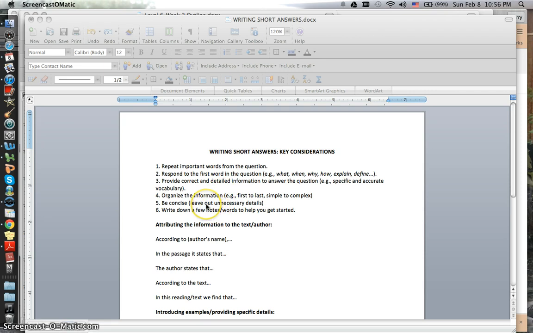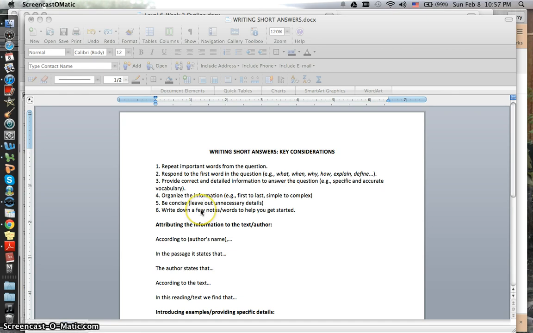The fourth item here is to organize the information. This kind of depends on how long the short answer response is. If it's just one sentence or maybe two sentences, then you don't really have to organize too much here. But if it is a longer short answer response, like a paragraph, you definitely want to have some kind of structure to the paragraph that is easy to follow.